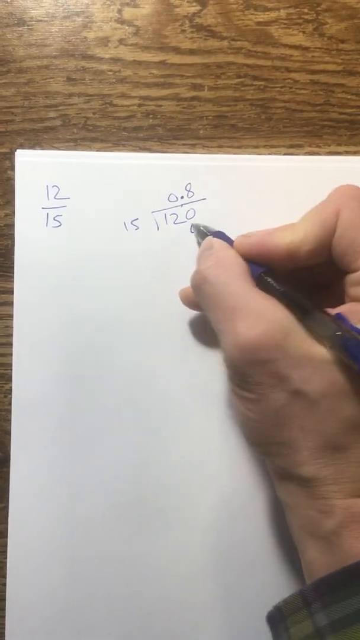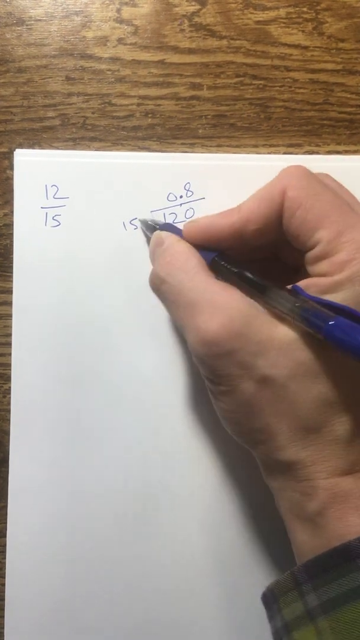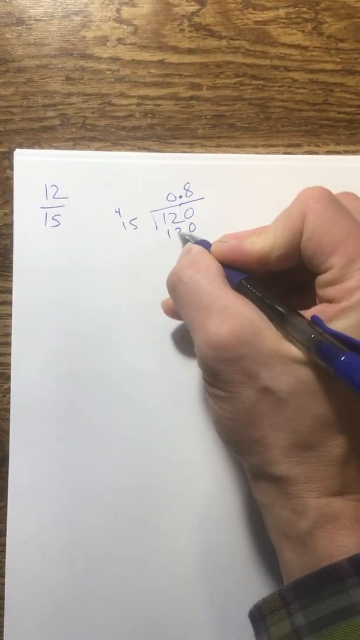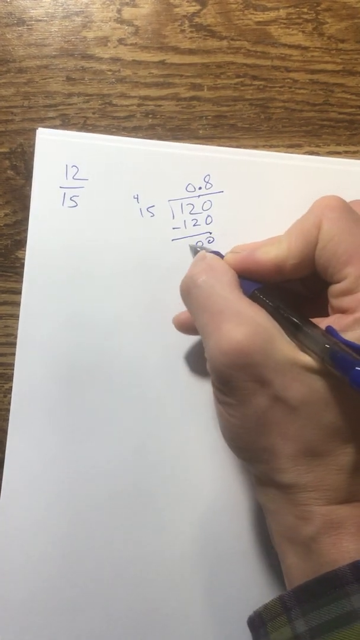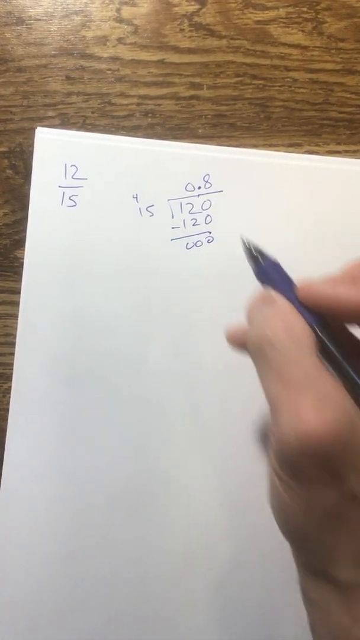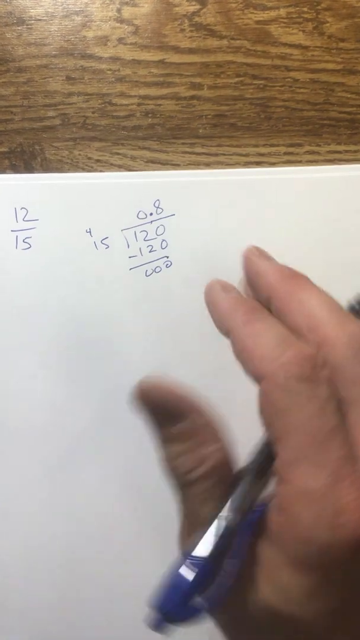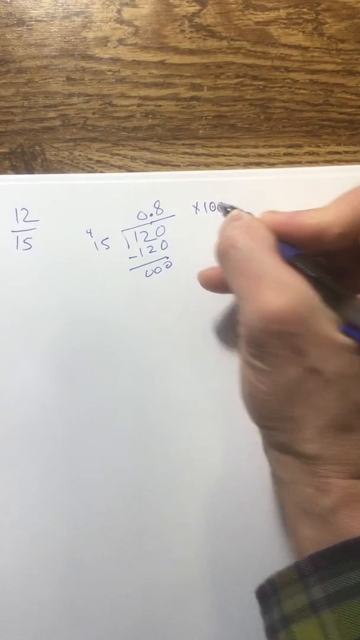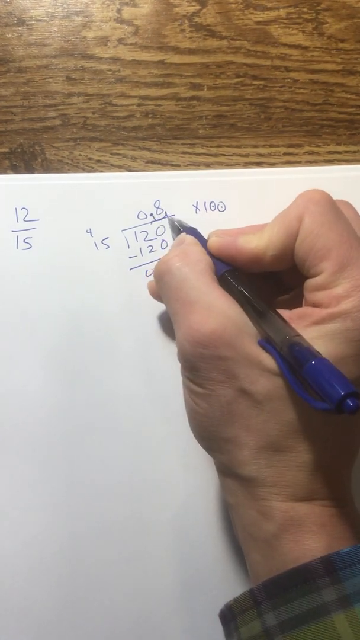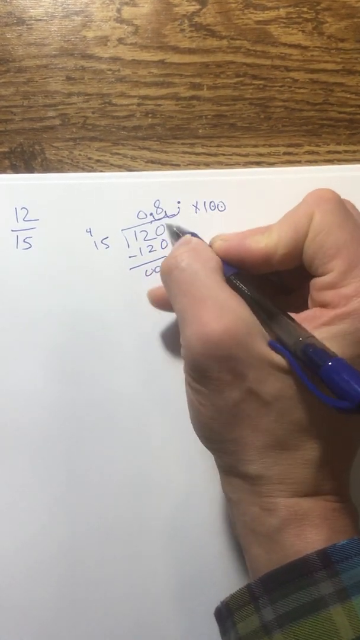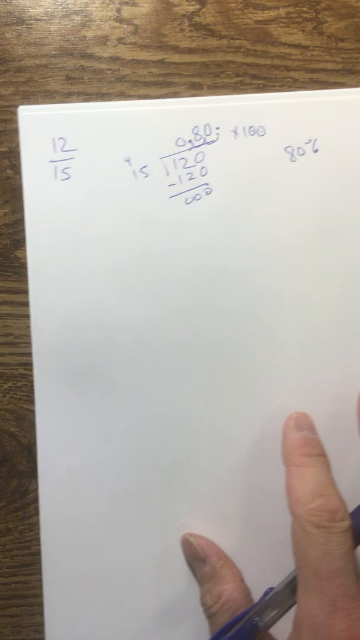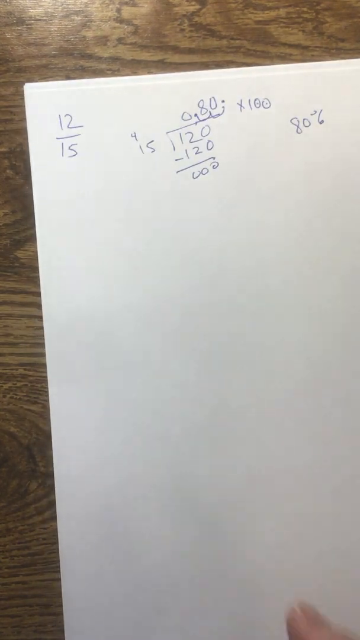8 times 5 is 40. And then 8 times 1 is 8 plus the 4, 12. We got nothing. We're good. All right, so 0.8. Hey, we're back to our 80%, aren't we? Times that by 100. Get 2 zeros, so the value is going to move 2 spots. It'll wind up over here. We got to put something in there, so we put a 0. 80%. All right, not all these are going to be 80%, I promise you.